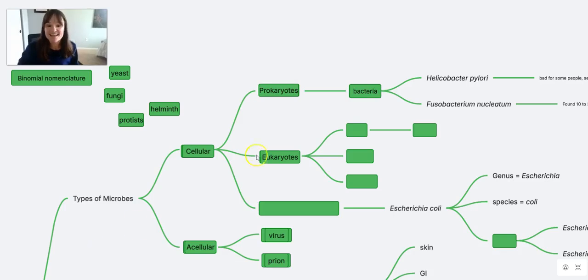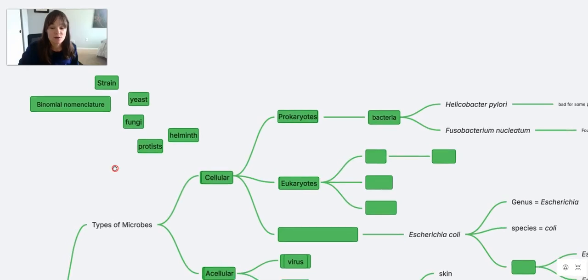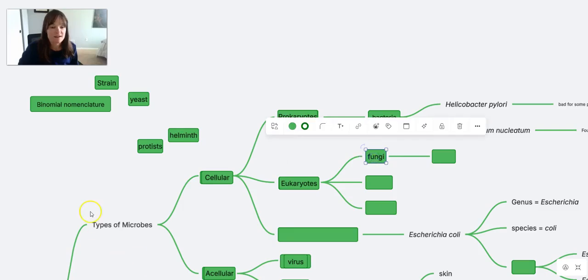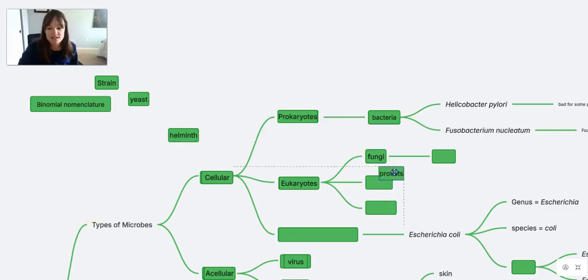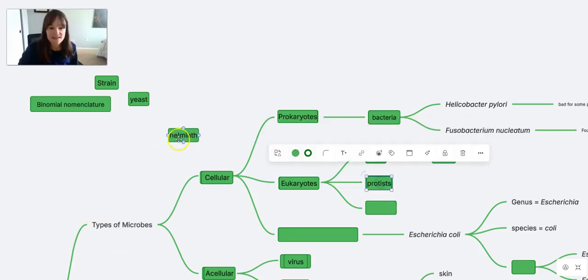All right, let's look at the eukaryotes. There were three types that were given in this activity for you to know about. Of the remaining terms over here, which ones should slide in? Okay, so the answer is we have fungi, protists, and helminths.